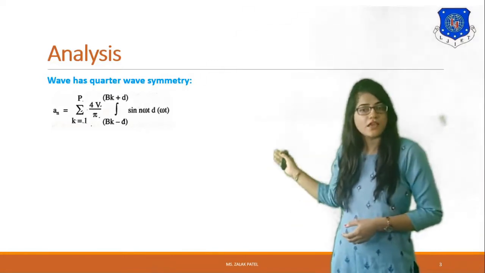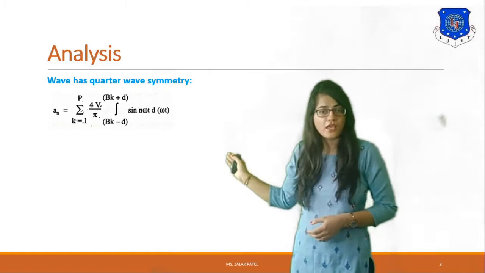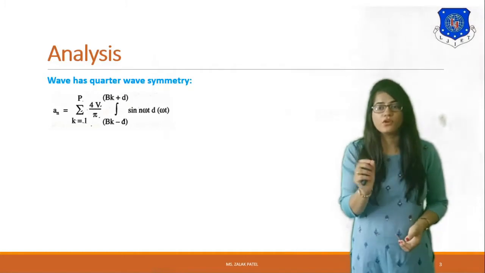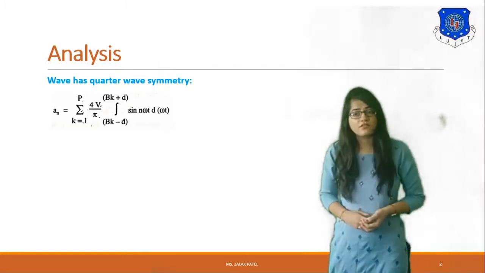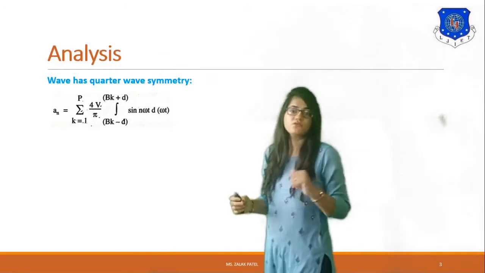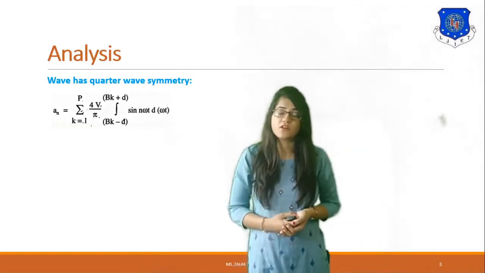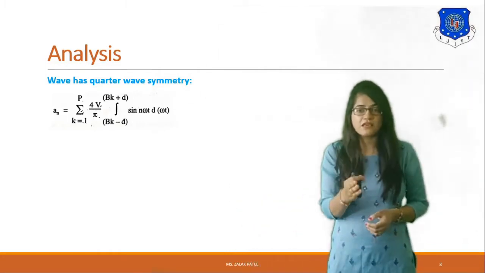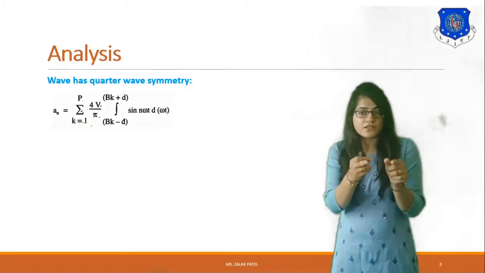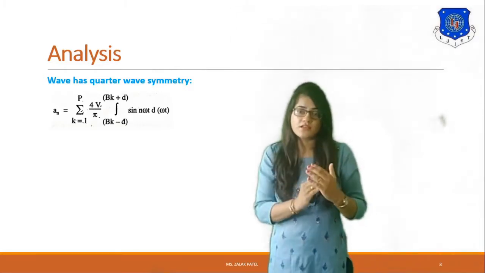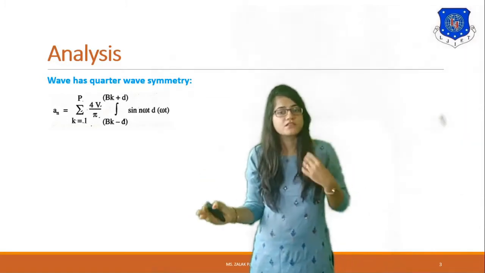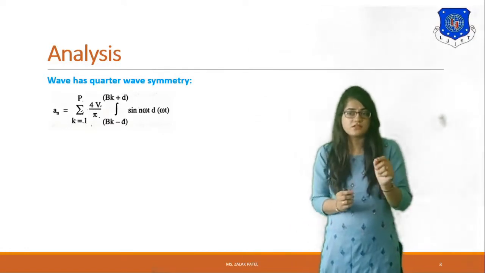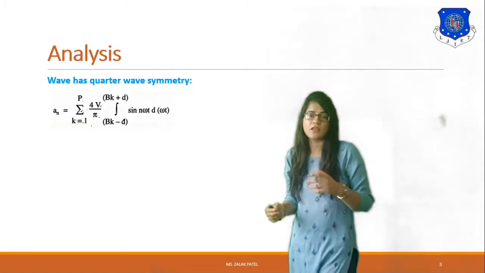The first one is An. For An, the sigma of k from 1 to p, and 4/pi, here we consider the term 4 because we take the quarter wave symmetry. The rest of the terms are similar to the half wave inverter that we have already discussed. We take the integration from bk minus d to bk plus d, because the pulse starts at a distance bk minus d and ends at a distance bk plus d. So that's why we integrate from bk minus d to bk plus d. If some other distance is given, then you have to integrate accordingly.